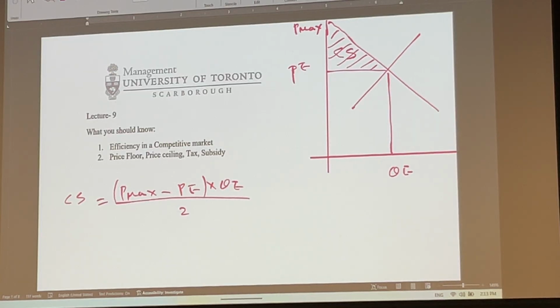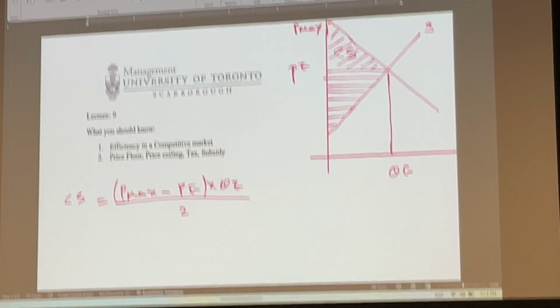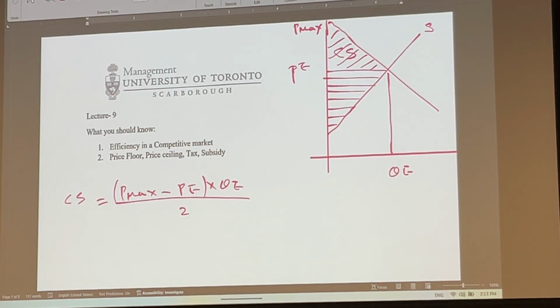The producer is willing to get the marginal cost, i.e. the supply, as the price, but they get more. So anything more they get is an extra that will be called producer surplus. That is, in this case, producer surplus.